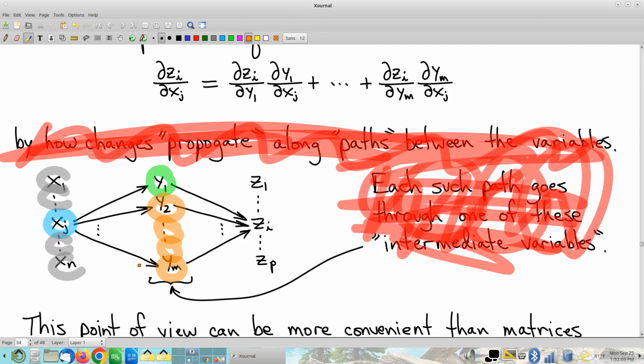So this is the scenario that's happening when we are considering the partial of y1 with respect to xj. And I suppose how much y1 is changing is a part of that story. Sure. Okay. All right, now let's go back over to here.